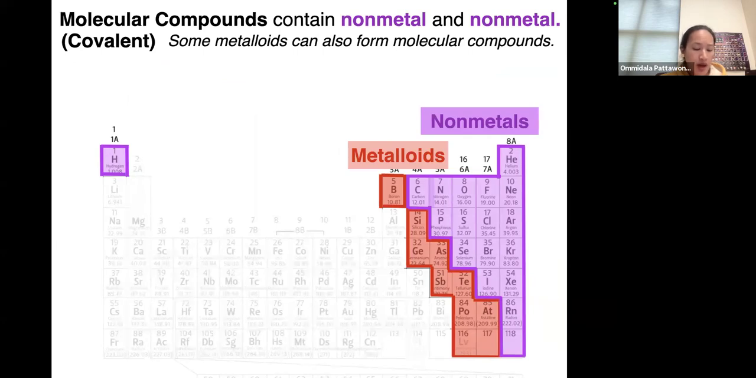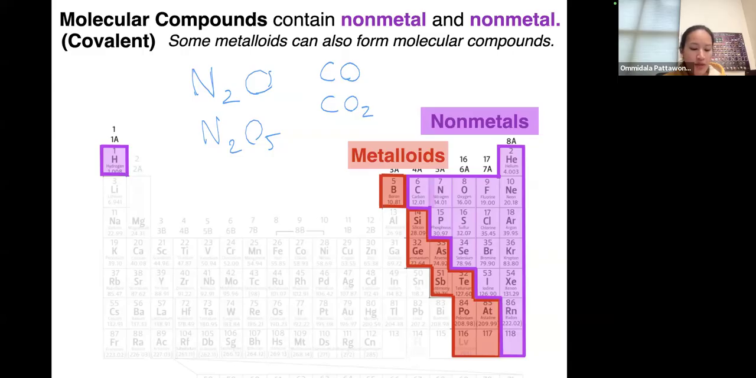The only thing that you are going to add into the naming of a molecular compound is you need to indicate how many of each element are within the compound, because molecular compounds can have various combinations, such as N2O versus N2O5, or in terms of carbon, we have carbon monoxide and carbon dioxide, and they are different.